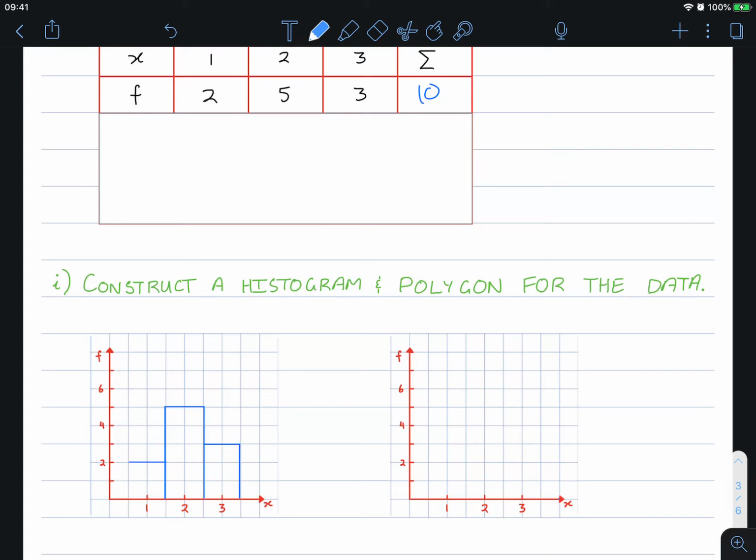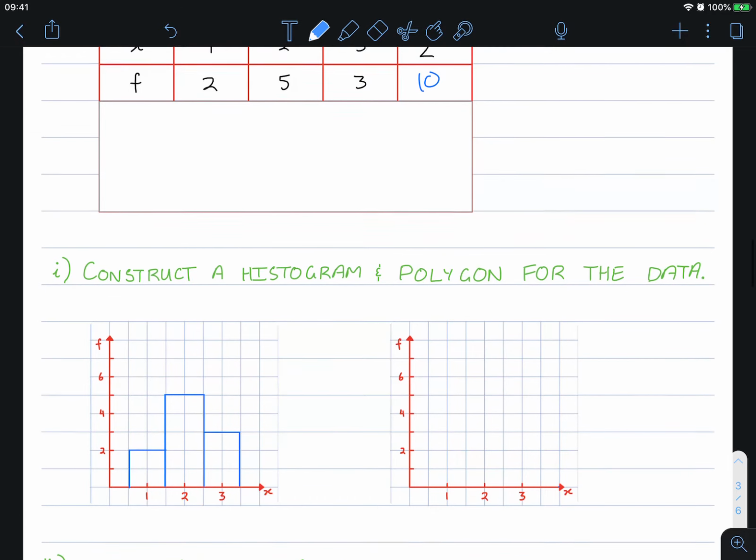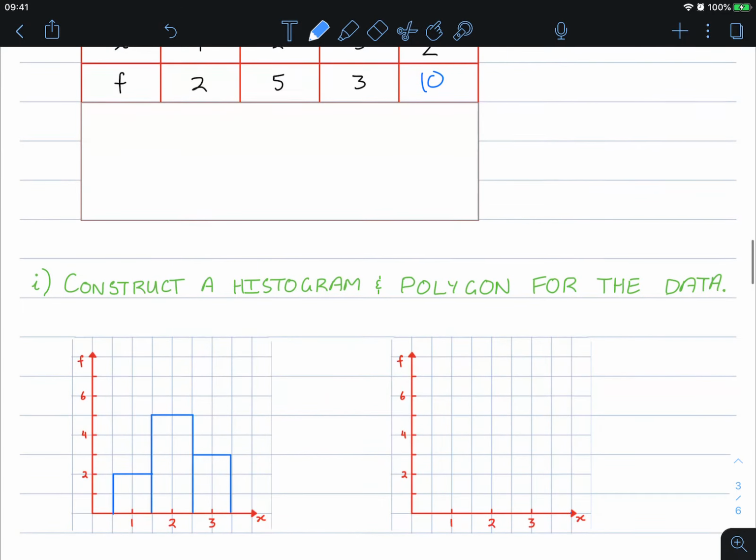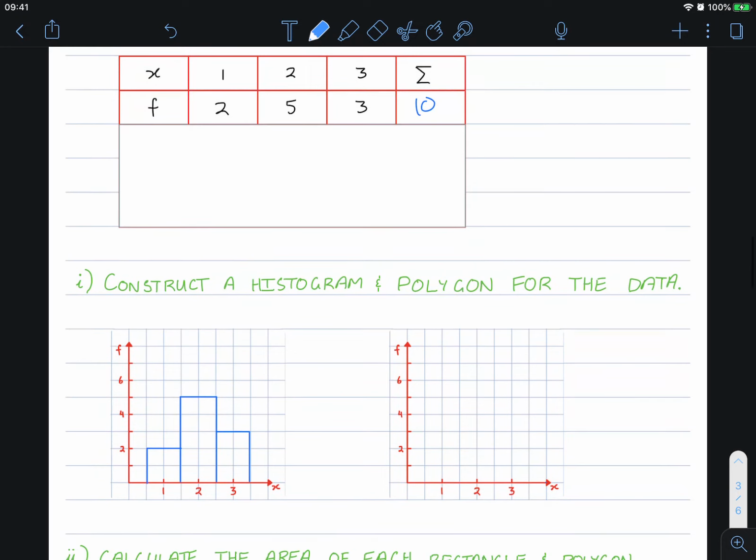So this is our histogram. And let's draw the polygon. The polygon starts from the center of the next numbers. That's a 0. There's 2. 2 has 5. 3 has 3. The next number will have 0. Joining these dots.